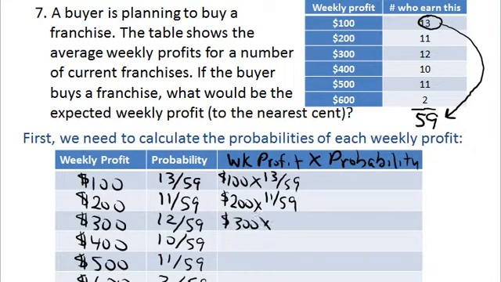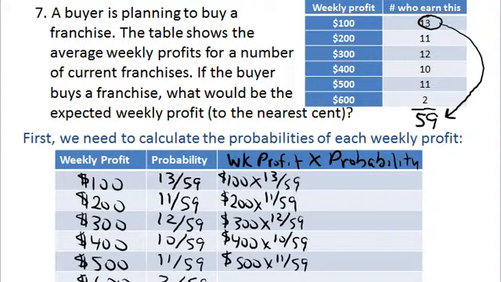300 times 12/59, 400 times 10/59, 500 times 11/59, and 600 times 2/59.